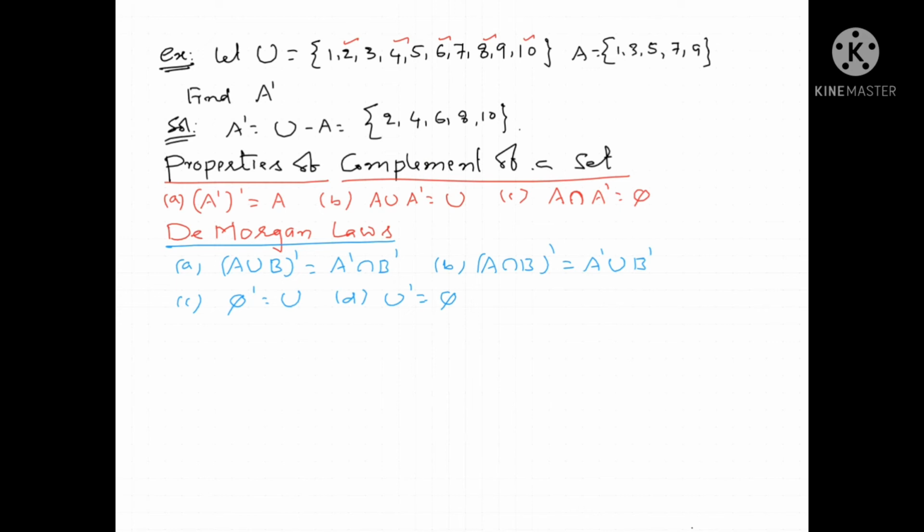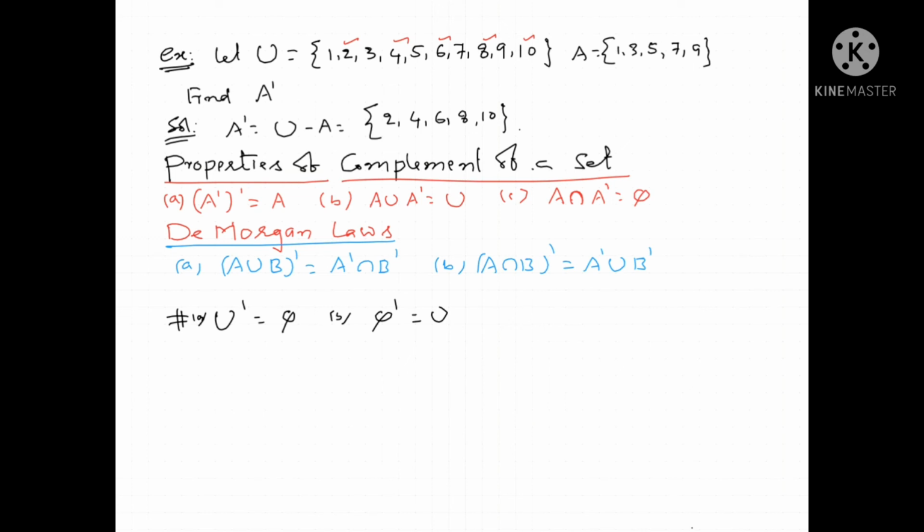And next we have very important properties, the De Morgan laws. Number one, A union B whole complement is equal to A complement intersection B complement. Number two, A intersection B whole complement is equal to A complement union B complement. And we have two more extra properties: number one, U prime is equal to phi, and number two, phi prime is equal to U.